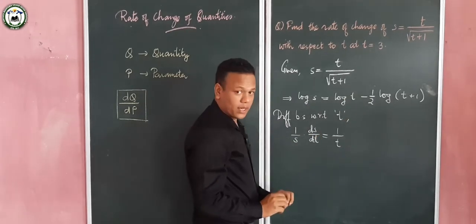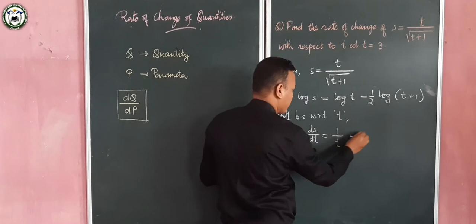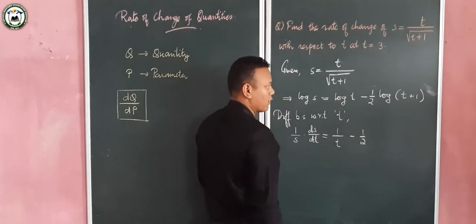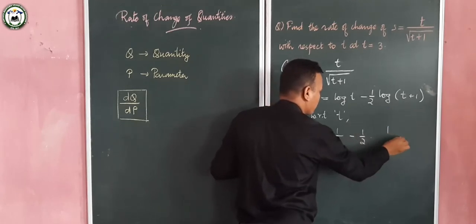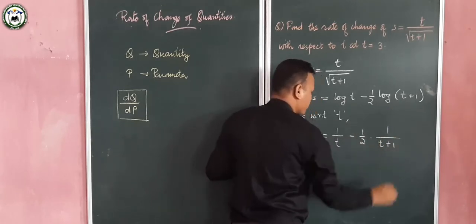So त्यो मैले लेख्नु यहाँ परेन, right? So minus half is there. Okay, अब फेरि यहाँ के छ भने log छ. So what is differentiation of log? It will be 1 by t plus 1.